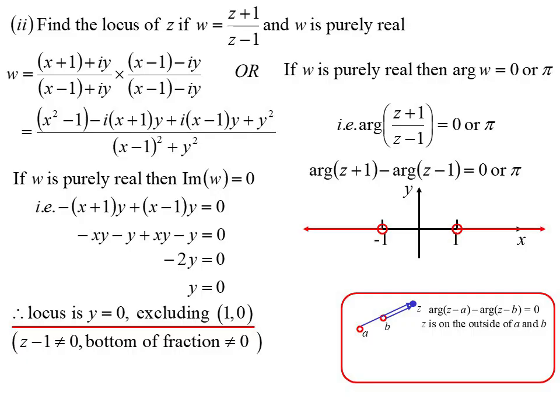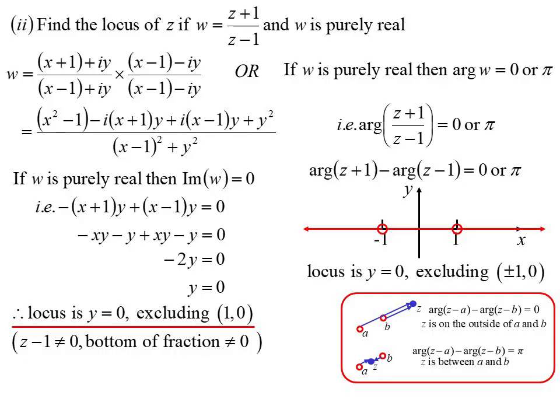So we are on the outside. But the other case was it's equal to pi, and that's when z must be in between. If z is in between and you join them up, those vectors are running in opposite directions, so the difference is pi. We're also in between. We end up with y equals 0, same as we got before, but excluding 2 points, because when we draw our rays, we exclude the starting points.